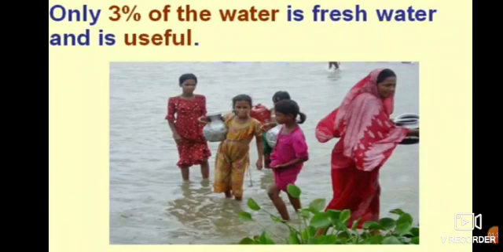And from this 70% of water, only 3% of water is fresh water. Only 3% of water is fresh water, and which is very useful. That water only we can use for cooking, washing, bathing, and also in the factories. So from 70% or 71% of water, only 3% of water is fresh water, which is useful.